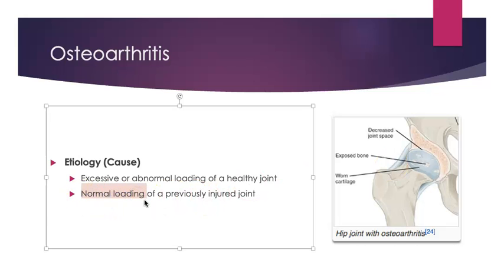Now there could be normal loading of a previously injured joint. If someone had a traumatic event and maybe they had an injury to the cartilage or some other part of their joint, just a normal pattern of loading could actually end up causing arthritis to happen at the area where they previously had the injury. And then a combination of these two: if there's some sort of previous injury, let's say an ankle fracture, the joint could be slightly malaligned, say after surgery. That will then put on this normal loading. So it's almost a combination of those two.